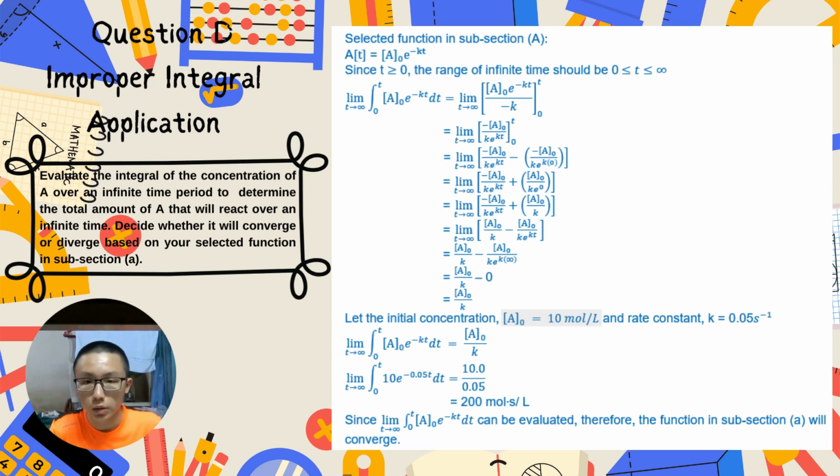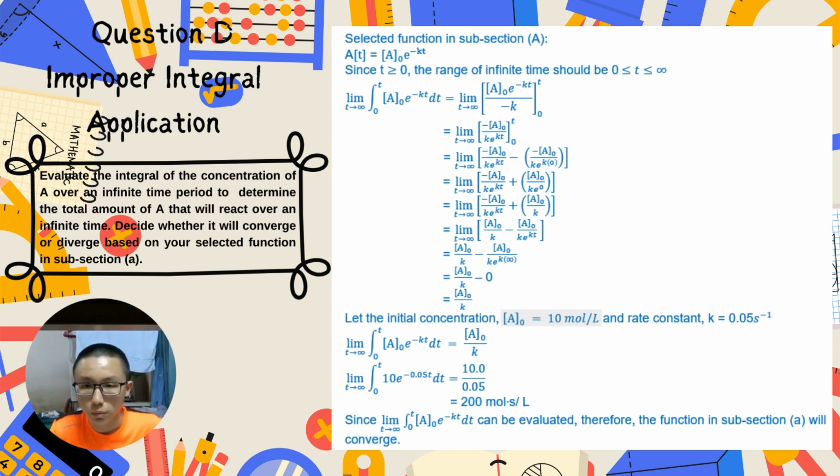To ease the understanding, let's sub A naught equal to 10 mole per liter and rate constant k equal to 0.05 second to the power of negative 1 into this integrated function. So we'll get 10 divided by 0.05, which is 200 mole times second divided by liter.